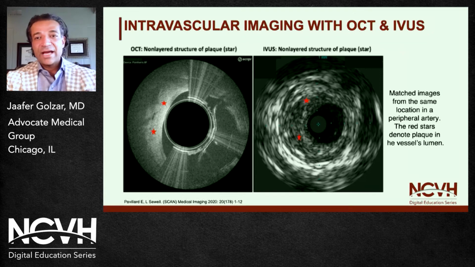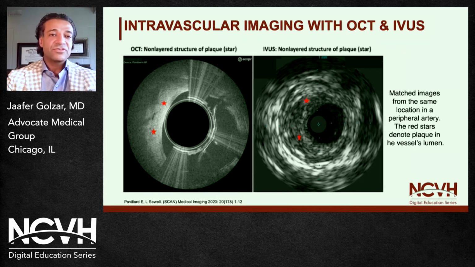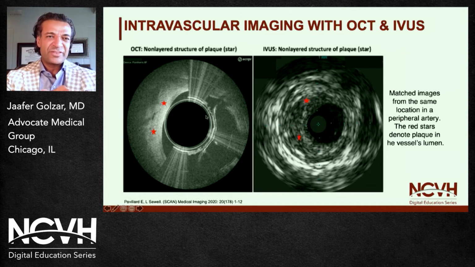In terms of non-layered structures, it's pretty much everything else. So plaque, calcium, stents, things like that. Those are the non-layered structures. On the left-hand side, you see an OCT image of a non-layered structure, which is actually plaque around 9 o'clock. Then you see a similar structure on the right-hand panel, which is a non-layered structure. And these are the matched images from the SCAN study. This is what the independent readers were looking at, these matched images from OCT as well as intravascular ultrasound.